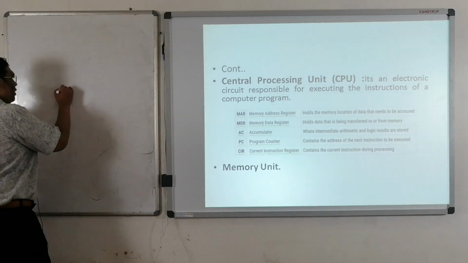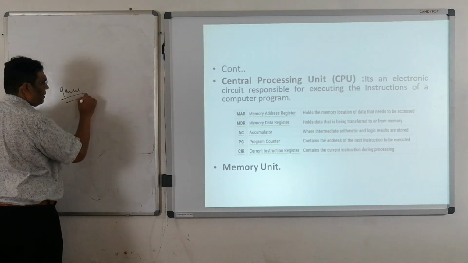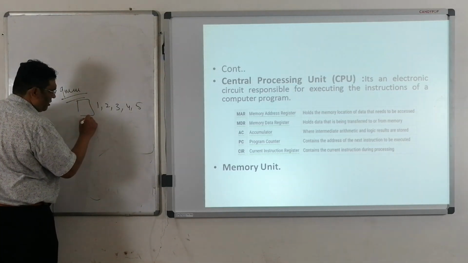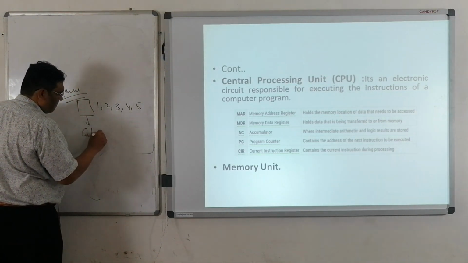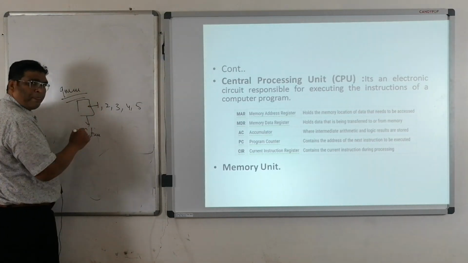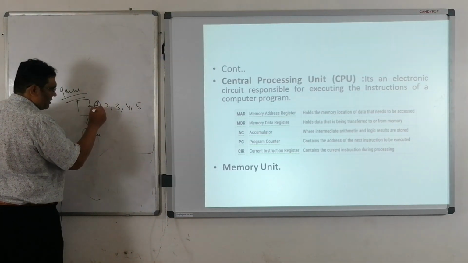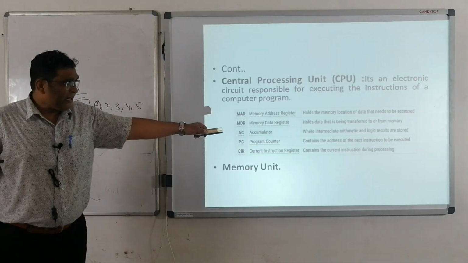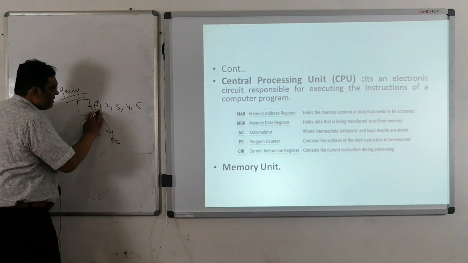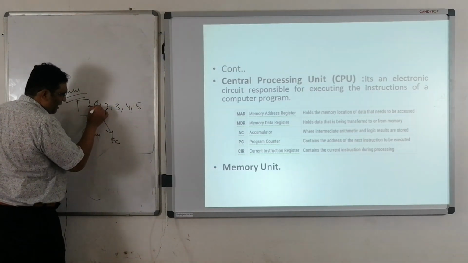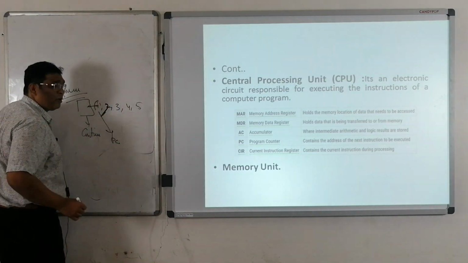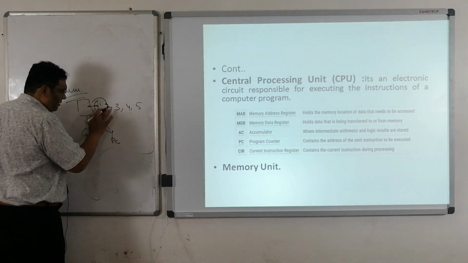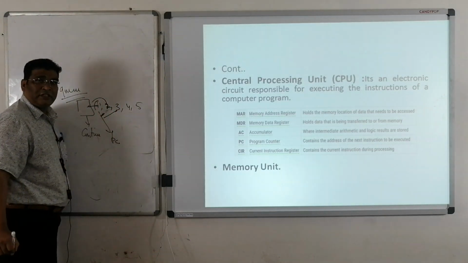Let's take an example. If you are in a queue, 1, 2, 3, 4, 5, this is the counter. Now if one goes in, one is in process. This is called PC, program counter, which contains the address. Now 1 is executing, 2 is the program counter, which holds the address of the next instruction to be executed. Now if 2 is executing, it holds the address of 3, which is going to execute.